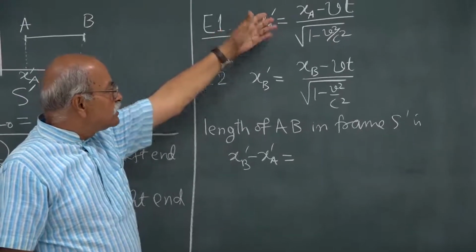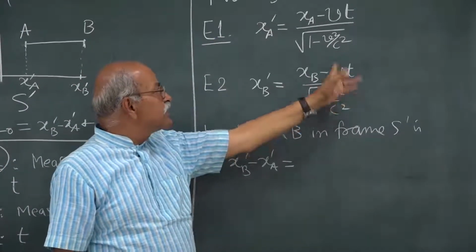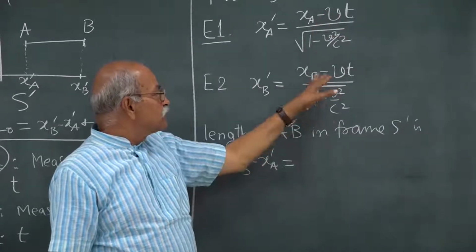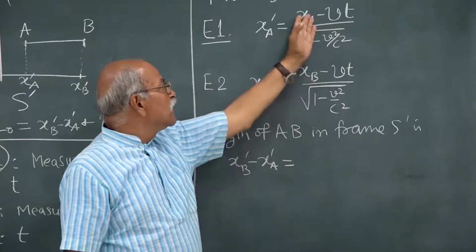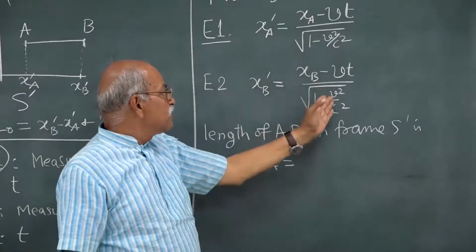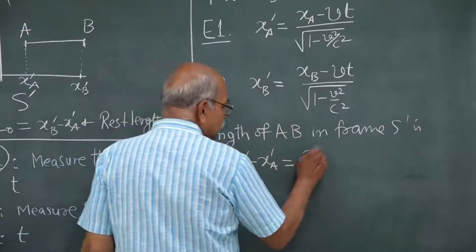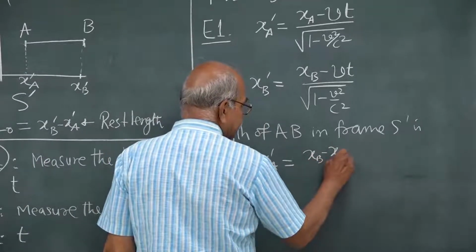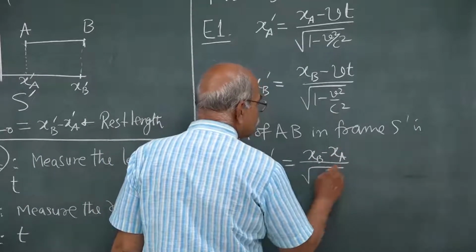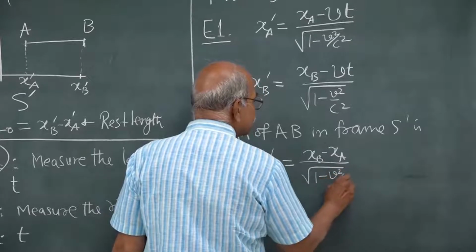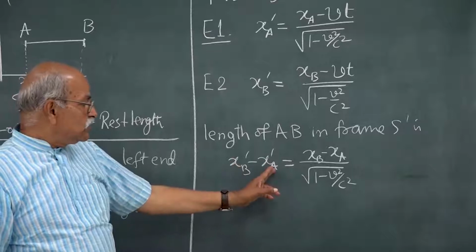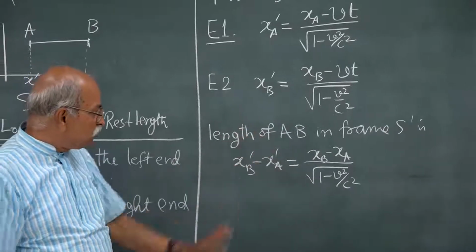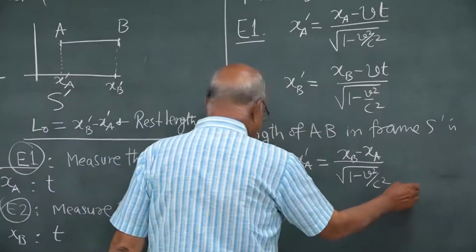So, when you subtract, this vt is the same here and here, and therefore it will cancel out and you will get xb minus xa divided by this. So, this is equal to xb minus xa divided by square root of 1 minus v square by c square. Why is this a length? Let us look at the time also. Let us do the transformation equation for time also.